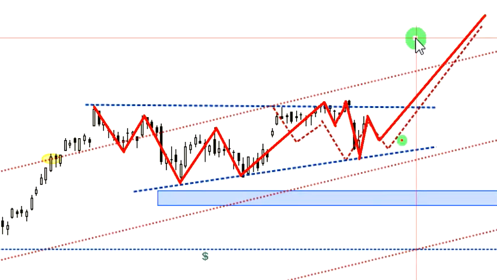So actually, this pullback, I didn't draw it right here. This is probably A. We'll get a small B to like right here, and then a C up to about just under here somewhere, and then a pullback to just below this low, and then off to the races. So somewhere in here, if you want to try to catch this last move, and I do believe it's the last move, you want to try to catch it in here somewhere.